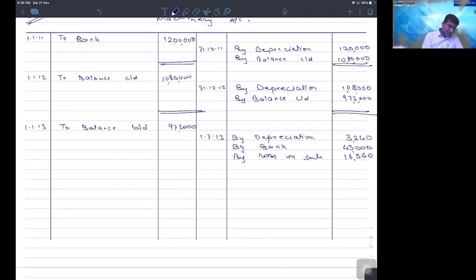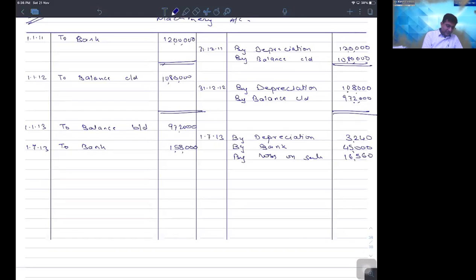So on 1st July 2013, what will the entry be? To bank. कितने में खरीदा? 1,58,000. Correct or not? नया asset, हाँ, 1,58,000. And then now this was my working note 1 then. So my working note 2 will be what?